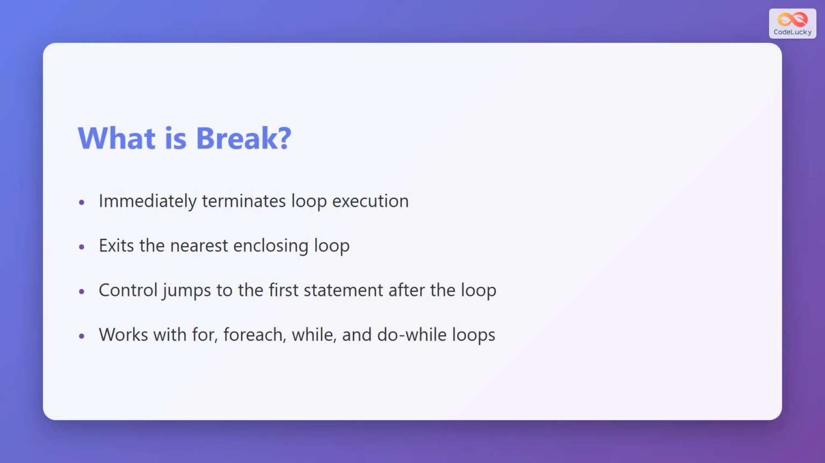The break statement immediately terminates loop execution when it is encountered. It exits the nearest enclosing loop, which means if you have nested loops, break will only exit the innermost loop where it appears. Once break is executed, control jumps to the first statement that appears after the loop. Break works with all loop types in PowerShell, including for loops, foreach loops, while loops, and do-while loops. This makes it a versatile tool for controlling your program's flow.